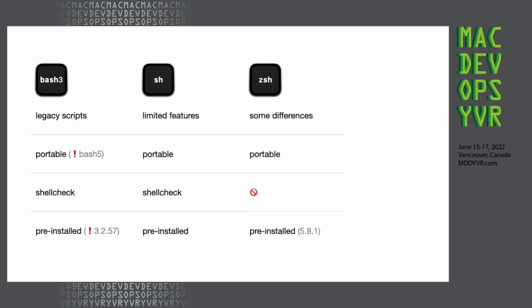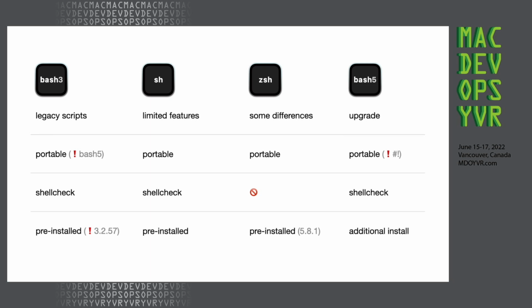Z shell has some differences to bash. It's not trivially compatible, especially in regards to scripting. It mostly just works. There are a few pitfalls that you need to pay attention to. It is not as ubiquitous as bash, but Z shell exists on all the other platforms as well, so you have the portability. The biggest downside in my eyes is there's no shellcheck for Z shell, which is really kind of annoying. But it comes pre-installed with macOS, 5.8.1 in the most current version.